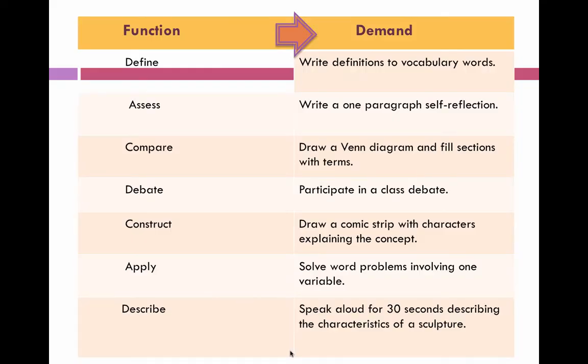This PowerPoint slide looks at the relationship between language function and language demand. For example, the function of the word define, the demand for the word is to write definitions to vocabulary words. The next word is assess. The demand is to write a 1-paragraph self-reflection. For compare, the demand is to draw a Venn diagram and fill sections with terms.